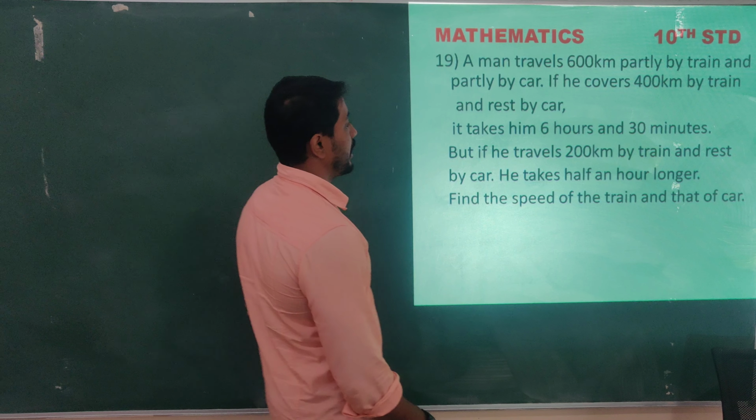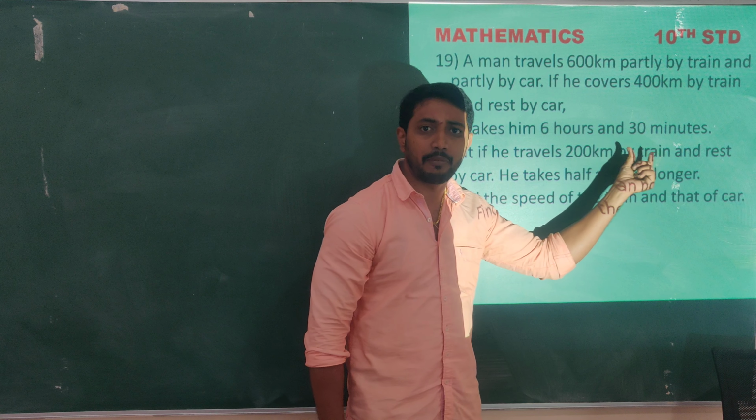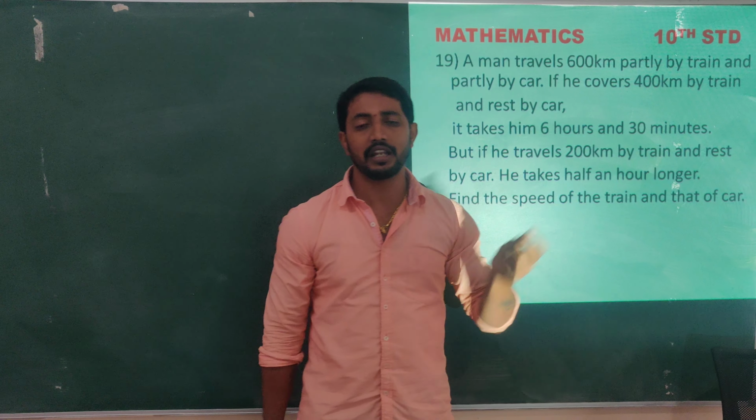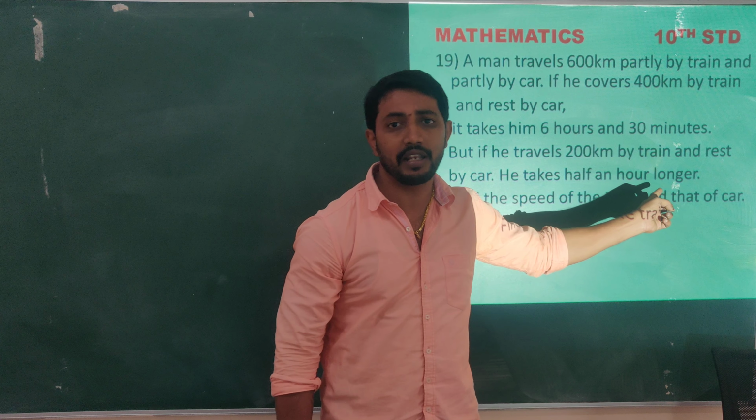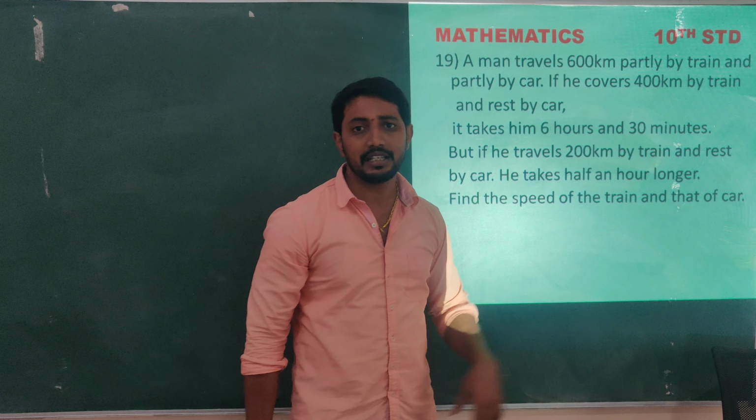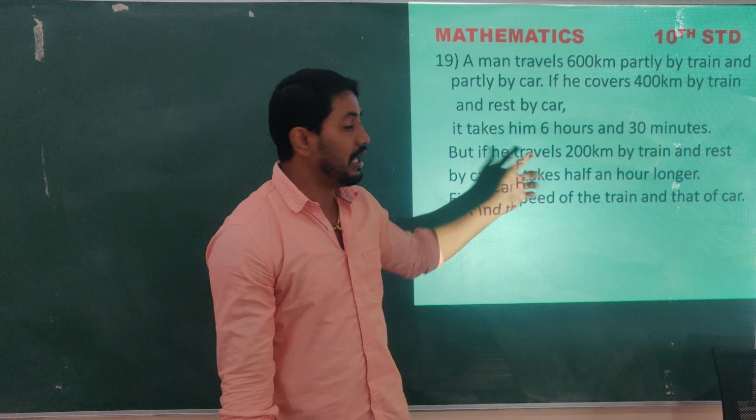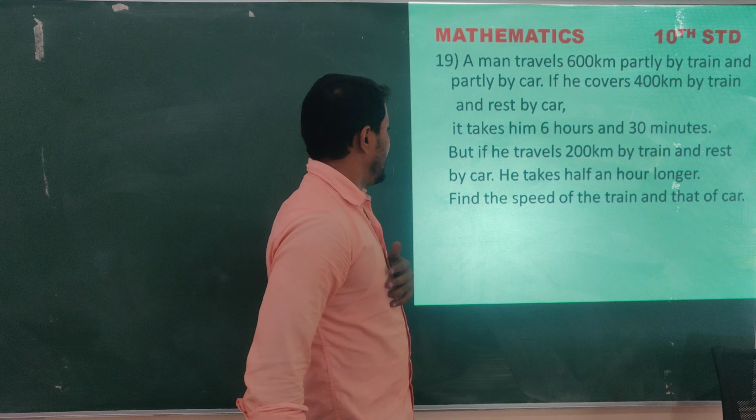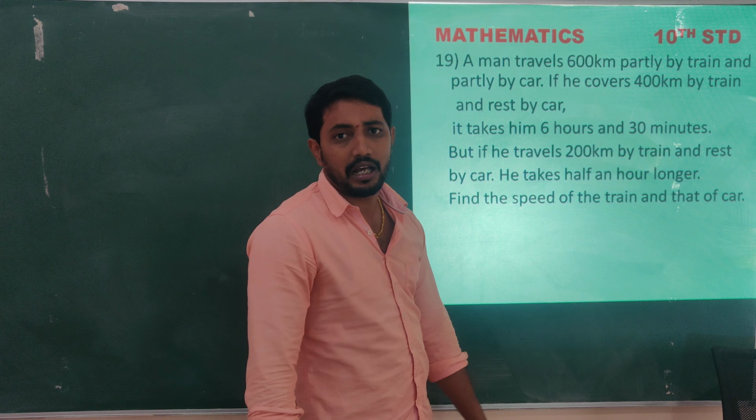And another mode of transportation is that he covers 200 km by train and the rest of the journey, 400 km, by car. In case he travels 400 km by car, he will take half an hour extra. That means he will take 7 hours to complete 600 km if he travels 200 km by train and 400 km by car. If we follow this procedure, they ask us to find the speed of the train and the speed of the car.